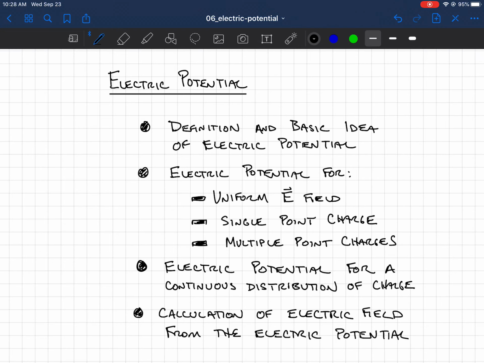Then we'll derive the electric potential for a few different cases, for the uniform electric field and for the field of a single point charge, and then show how we can find the electric potential due to multiple point charges. And then we'll do a problem on finding the electric potential for a continuous distribution of charge. And finally, we'll make the connection in the other direction. So if you know the electric potential, then you can find the electric field in very much the same way that if you know the potential energy function, you can find the force from that for a conservative field.